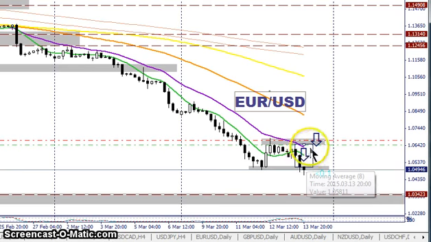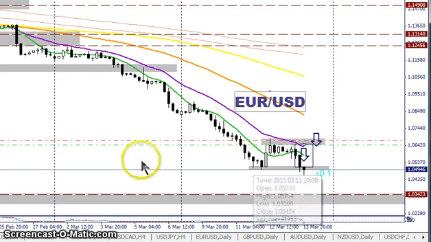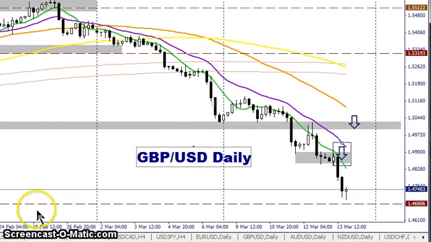If not, then price will come back up to this area, which is also met by the 21 EMA. Hopefully price will be rejected off of there. Sellers will bring the price down lower, and as you know, sellers are in control. This is a major downtrend. So this is the Euro USD. Let's take a look at another chart, the British Pound USD.